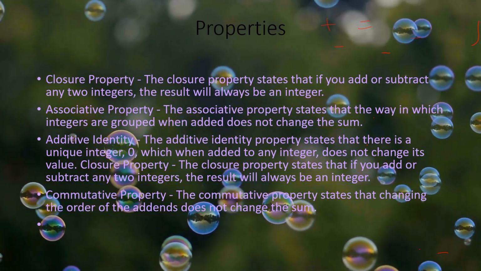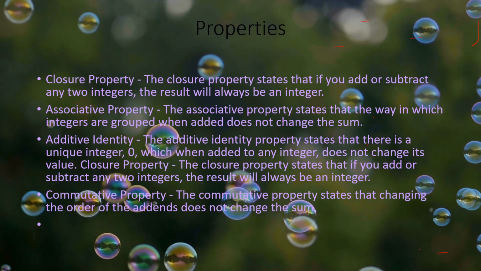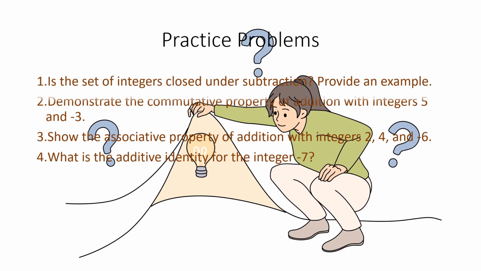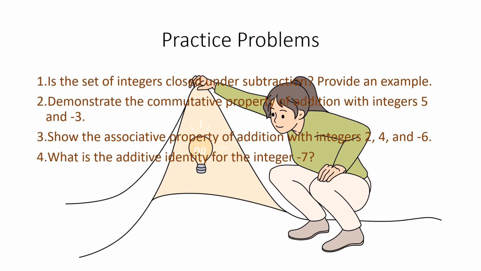Let's practice what we have learned with a few problems. Pause the video if you need more time to solve them. First question, is the set of integers closed under subtraction? Provide an example. Second, demonstrate the commutative property of addition with integers 5 and minus 3. Third, show the associative property of addition with integers 2, 4 and minus 6. Fourth, what is the additive identity of integer minus 7?